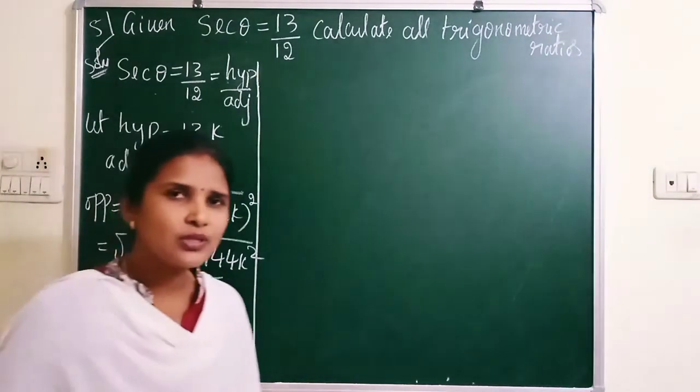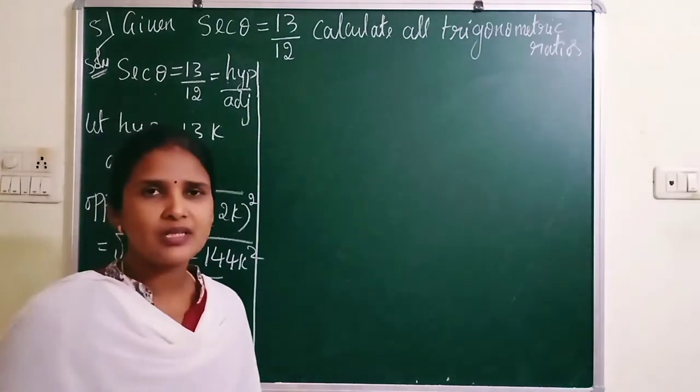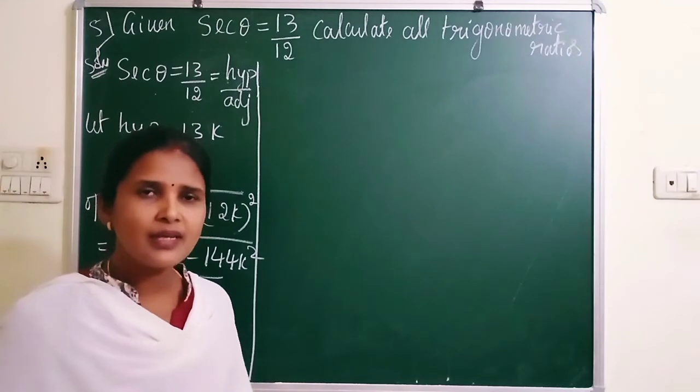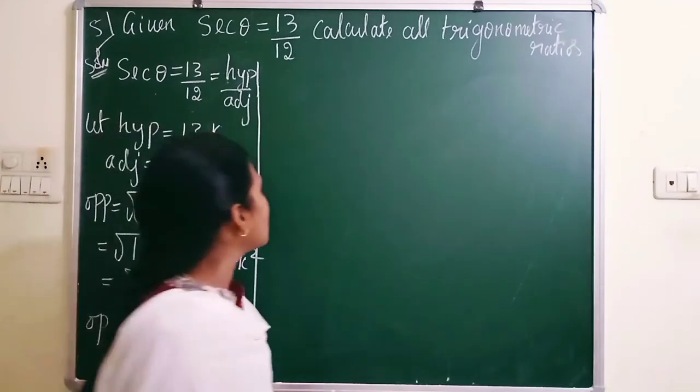So what did he ask in the question? He asked to find all the trigonometric ratios. One is already given. What is that? Secant. Secant is already given. Now, leaving secant, I should find the other 5. So what is the first one?